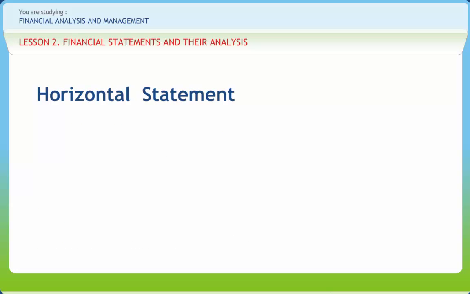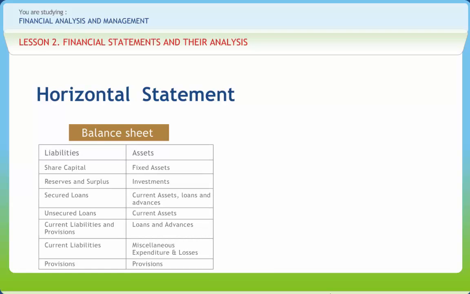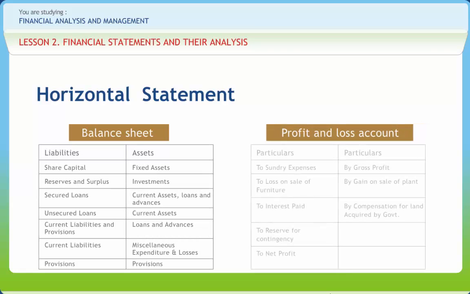Horizontal analysis is facilitated by showing changes between years in both dollar and the percentage form. A sample structure of a balance sheet and profit and loss in the horizontal form is given in this slide. Horizontal analysis can be even more useful when data from a number of years are used to compute trend percentages.